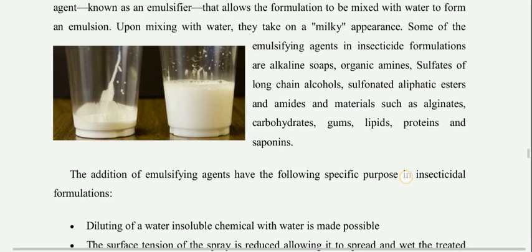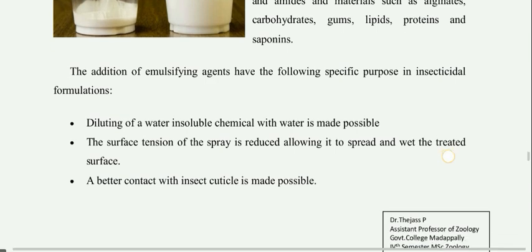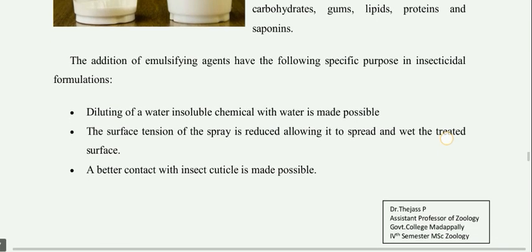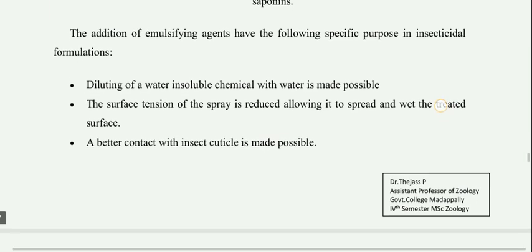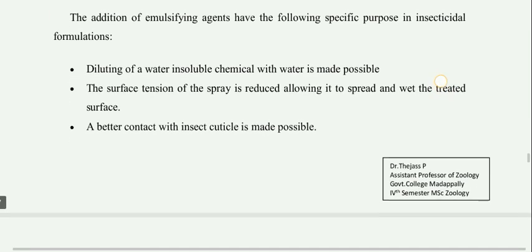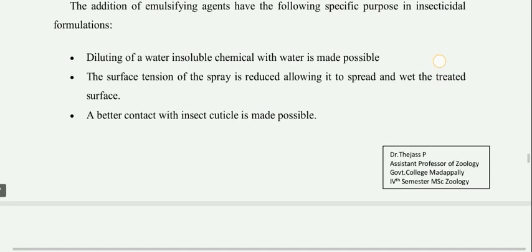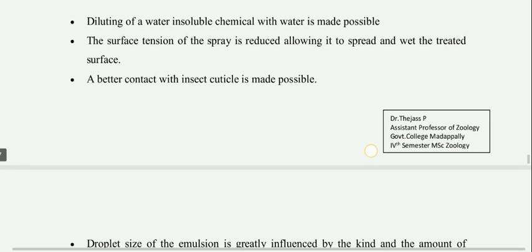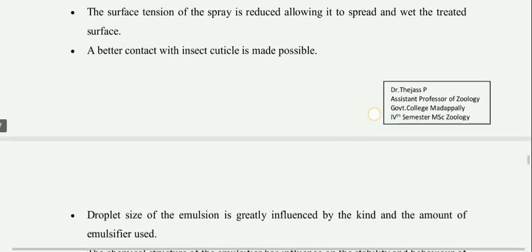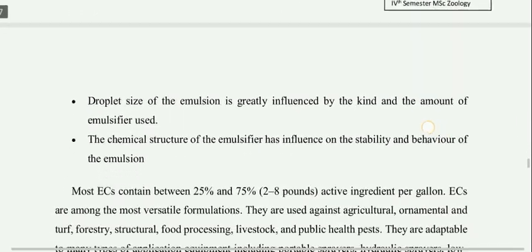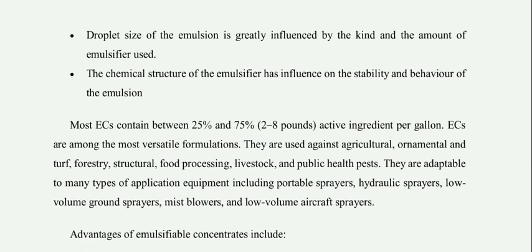In addition, emulsifying agents have the following specific purposes in insecticide formulations: dilution of water insoluble chemical in water is made possible. The surface tension of the spray is reduced, allowing it to spread and wet the treated surface. A better contact with insect cuticle is made possible. Droplet size of the emulsion is greatly influenced by the kind and amount of emulsifier used. The chemical structure of the emulsifier has influence on stability and behavior of the emulsion.